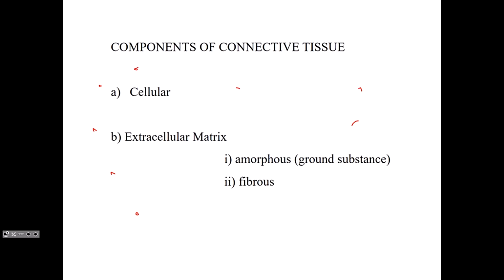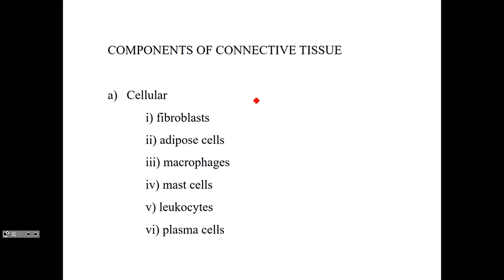Okay, so components of connective tissue. We can divide the components of connective tissue into a cellular type, and then there's the extracellular material. The extracellular material is the stuff secreted by the cells, okay? And we can further divide the extracellular matrix into amorphous, meaning under the microscope we really can't see any distinct structure, or fibrous, which has a clearly defined fibrous type of structure that we can see under a microscope.